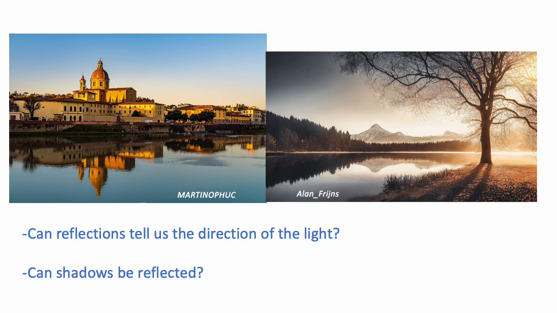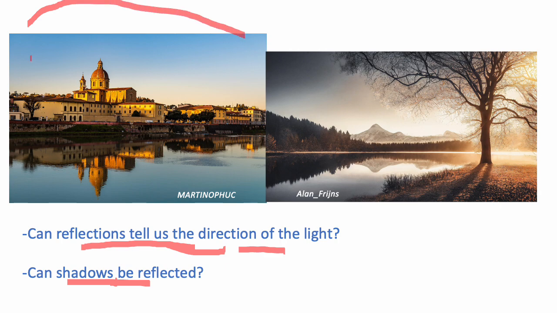I'm going to answer two burning questions that you have. Can reflections tell us the direction of the light, and can shadows be reflected? So reflections can tell us the direction of the light only if the object reflected shows that direction. So here, the sun is coming in this direction because it's hitting these light areas. So the reflection also indicates that the light is coming from the left.